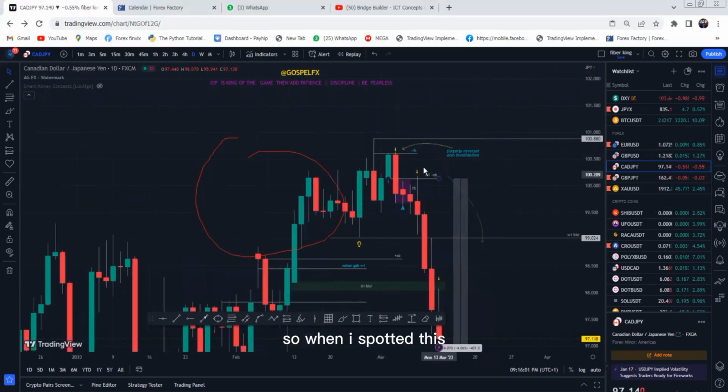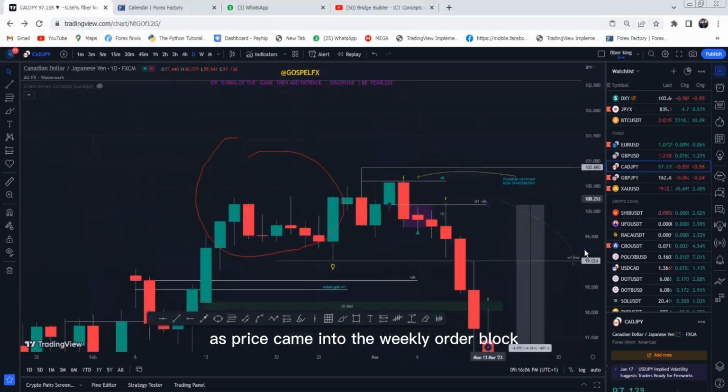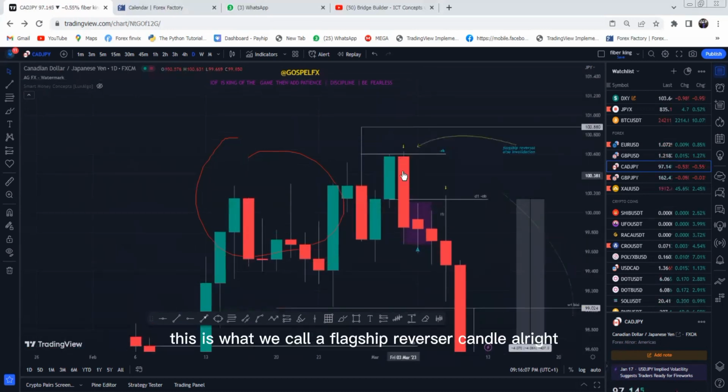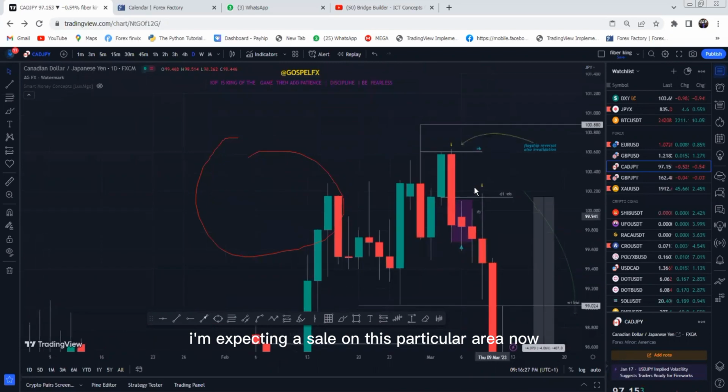So when I spotted this, as price came into the weekly order block, this is what we call a flagship reversal candle. As I said, as price dropped this much, this up candle is going to act as resistance to price. So price came back to the order block here, to the daily order block, and then I'm expecting a sell on this particular area now.